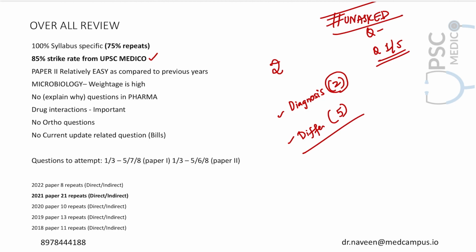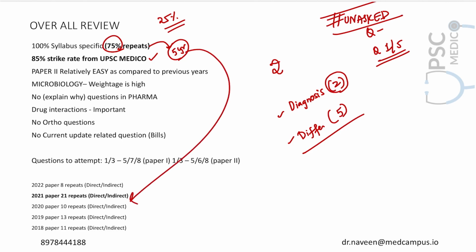But again, as I said, 25% of the paper is not a repeat, so it is high time for you to understand this. I have seen many of the students in the last 3 4 months who just started their optional preparation running after the last 5 years of papers. Let me tell you, yes, the last 5 years of papers are high yield. As you can see, 8 repeats from 2022, 21 repeat questions from 2021, 10 repeat questions from the 2020 paper, 13 repeat questions from 2019, and 11 repeat questions from 2018.